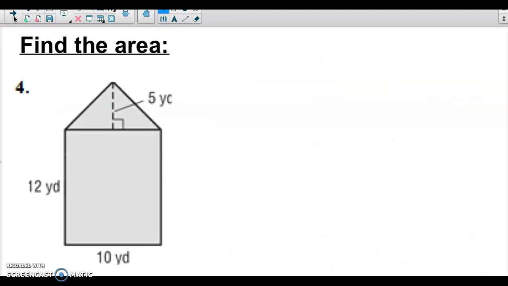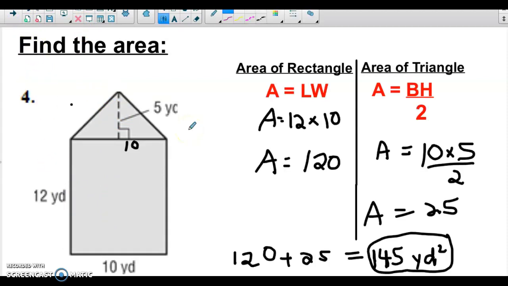Okay, we're going to do this last problem together. You're going to find the area of the triangle and the rectangle, and add them together. Please hit pause. Okay, so my final answer was 145. And the way I got that was my rectangle had an area of 120. My triangle had an area of 25, 10 times 5 divided by 2. And when I added together my two areas, I got 145.